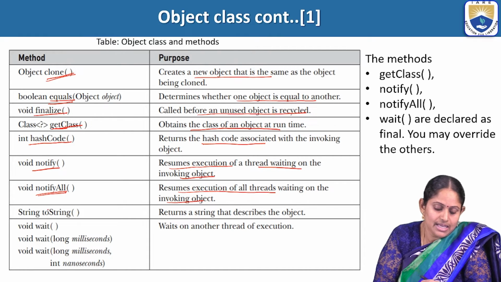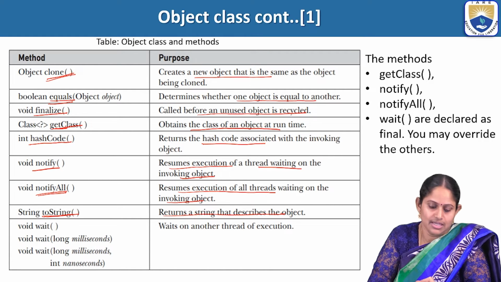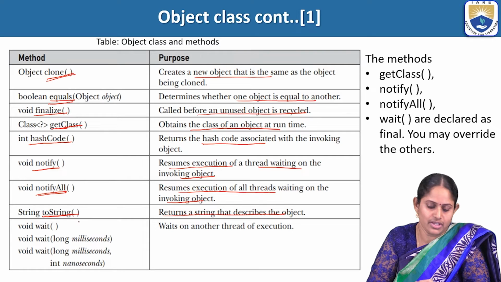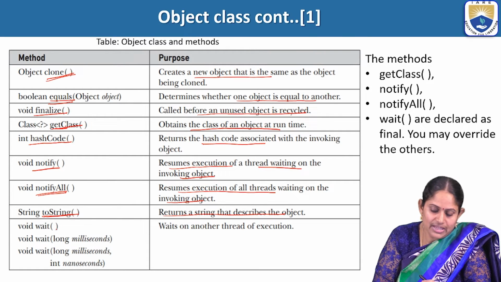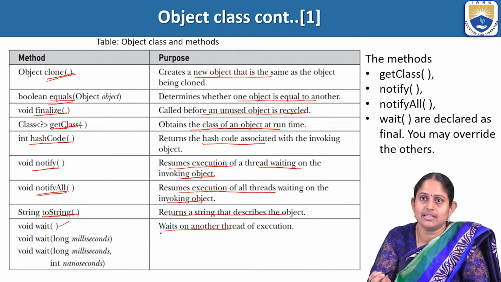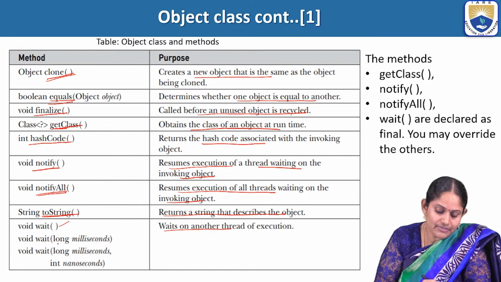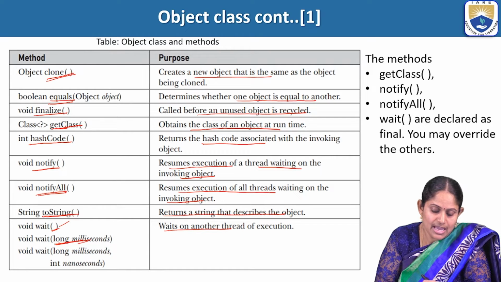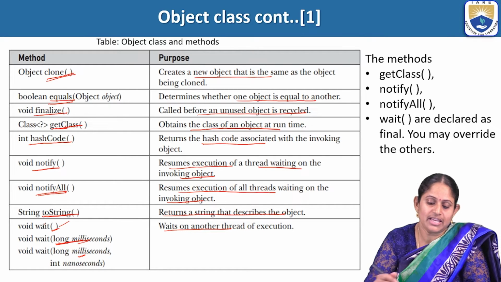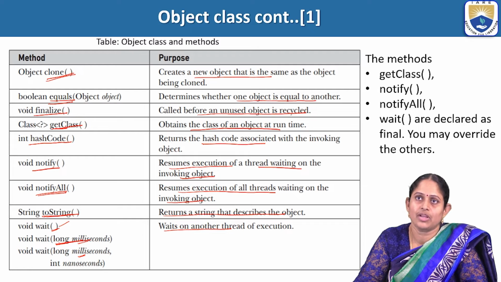Then the toString method is used to return a string that describes the object. To return the string that describes the object, we use the toString method. Then we have the wait method, which is used to wait on another thread of execution. There are three overloaded versions of wait, wherein you can specify no time, some time represented in milliseconds, or milliseconds and nanoseconds. So these are the various methods available inside the object class.